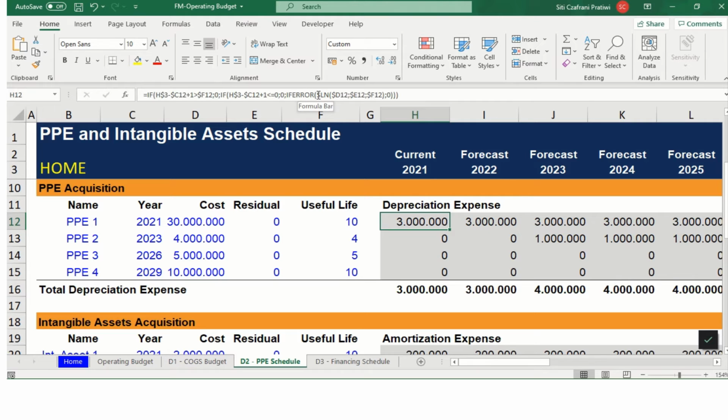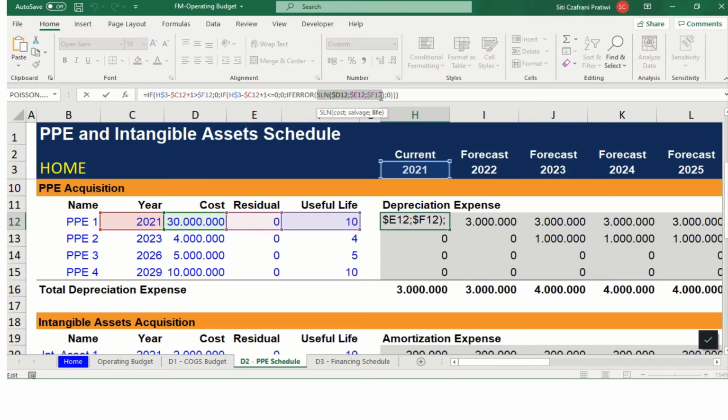We start from the very last part of the formula, which is SLN. SLN stands for straight line depreciation, which means we use the straight line method to depreciate the asset. Anyway, you can use another depreciation method such as double declining balance. For convenience, let's just use the straight line. And moreover, I think straight line is the most common depreciation method used in reality.